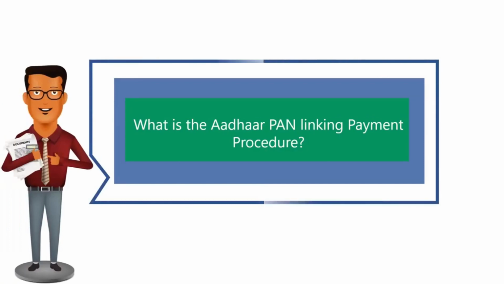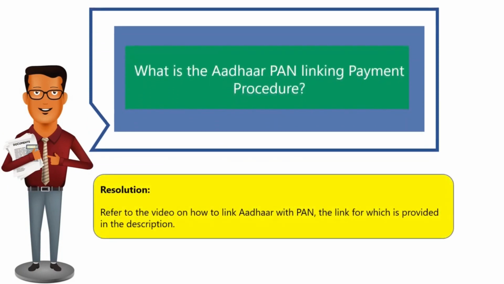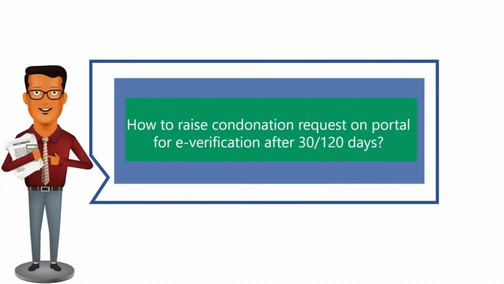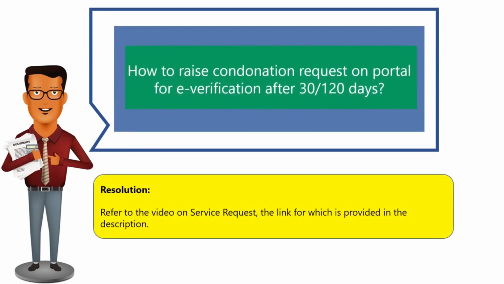Another issue which is commonly raised is what is the Aadhaar PAN linking payment procedure. On Aadhaar PAN linking, you may refer to the video, the link of which is provided in the description. In case you want to raise a condonation request on the portal for e-verification after 30 days or 120 days of filing your return, you may refer to the video on service request. The link for the video has been provided in the description.